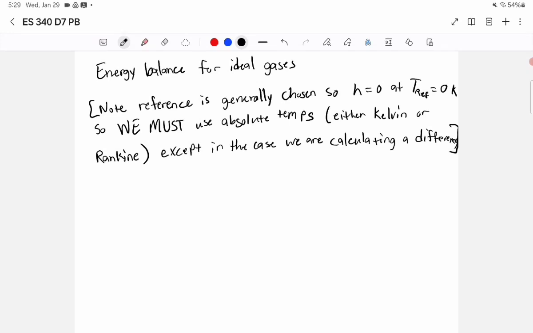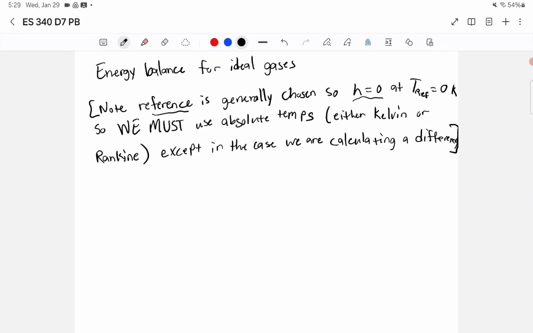So a thing I wanted to note, which is why I wrote it right up here so I wouldn't forget, is that we generally choose the reference value so that in this case, the specific enthalpy is equal to 0 at a temperature of 0 Kelvin. Basically, we could have chosen this in some kind of arbitrary manner, and this makes a lot of sense to choose it in this way.